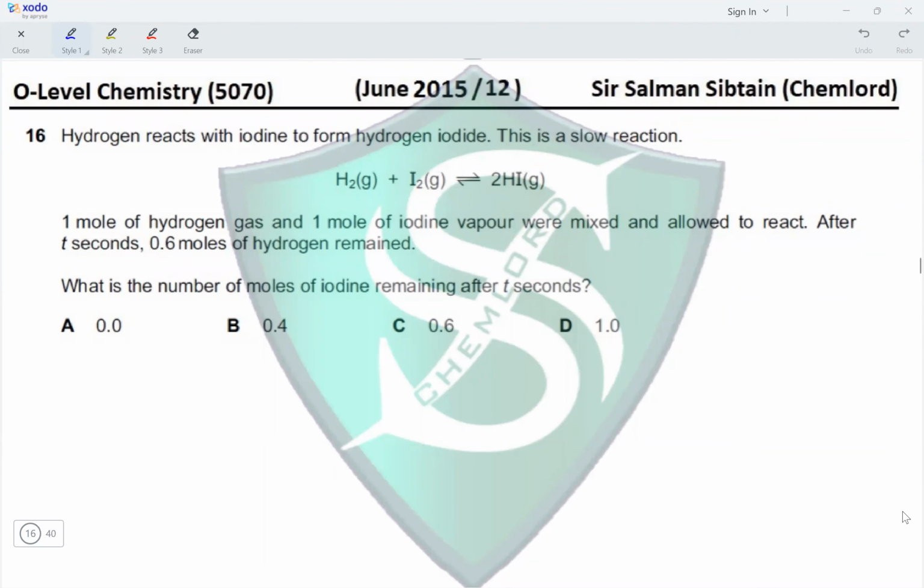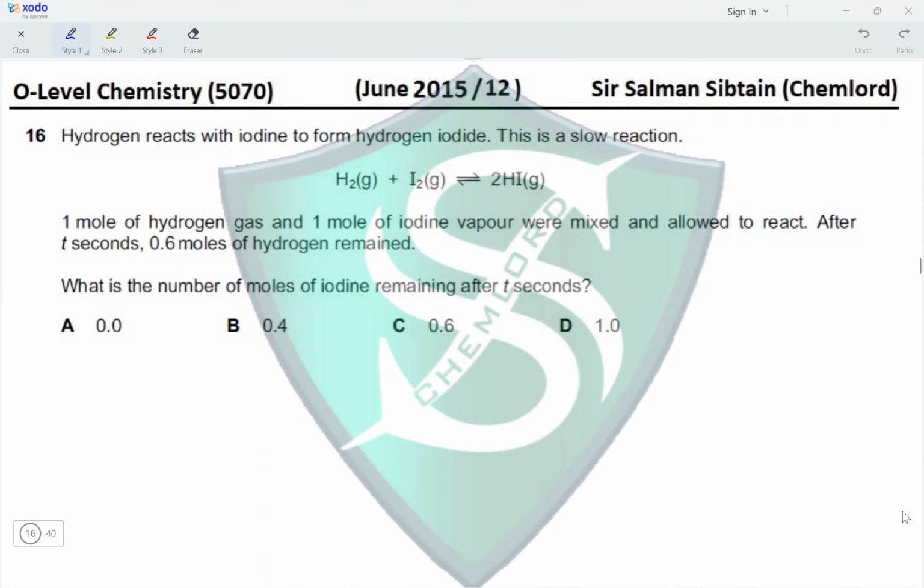Hydrogen reacts with iodine to form hydrogen iodide. This is a slow reaction. H2 gas plus I2 gas gives 2HI gas. 1 mole of hydrogen gas and 1 mole of iodine vapor were mixed and allowed to react. After T seconds, 0.6 moles of hydrogen remained. What is the number of moles of iodine remaining after T seconds?